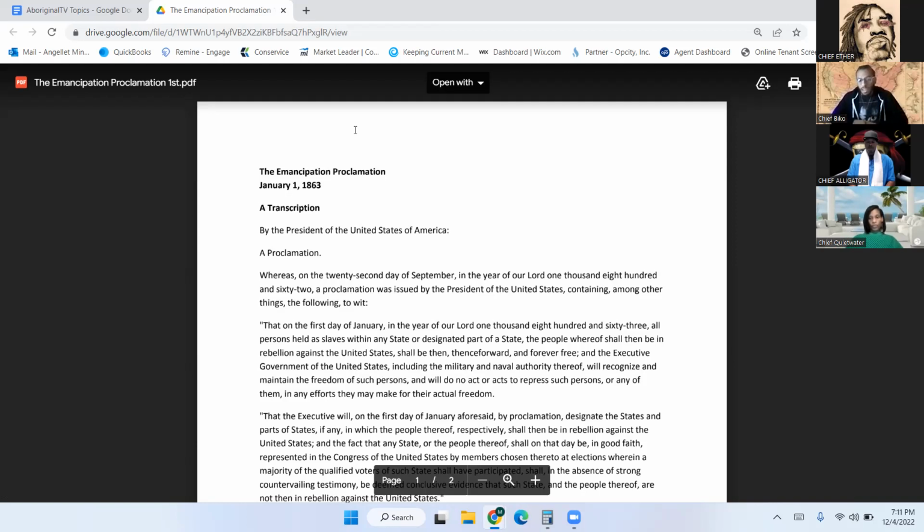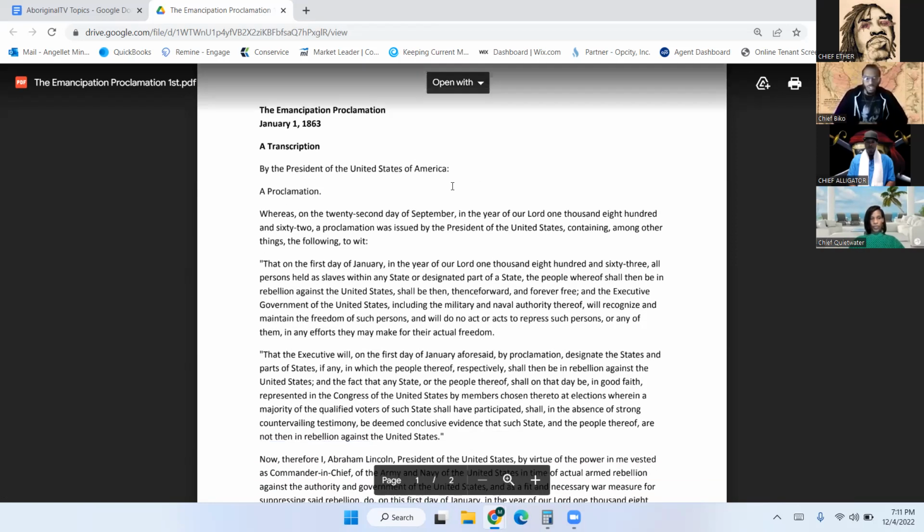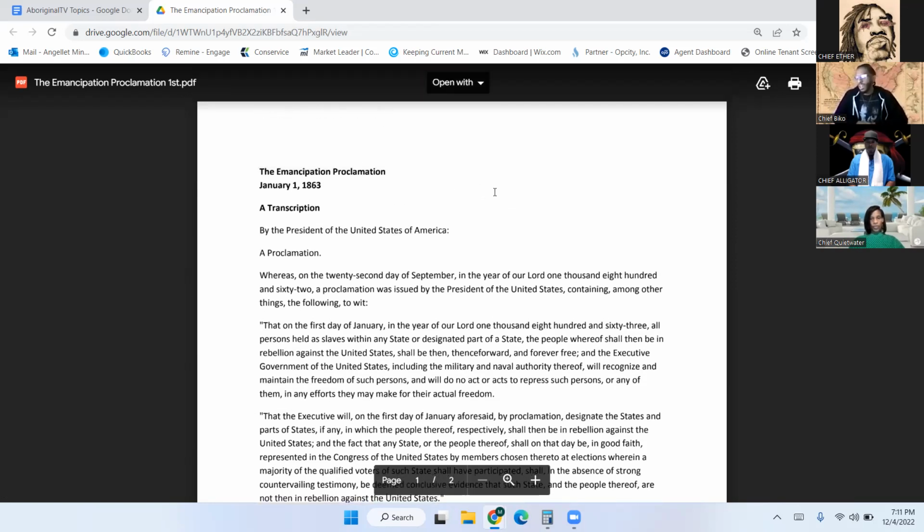But if you ask your family members, they're going to say, nah, we got Cherokee in our blood, Choctaw in our blood, Creek, Seminole. So again, we have to be mindful about who we're listening to. And I bring that up because it says nothing in this document about freeing Africans, Negroes, colored people.